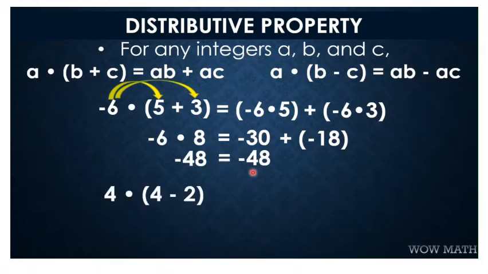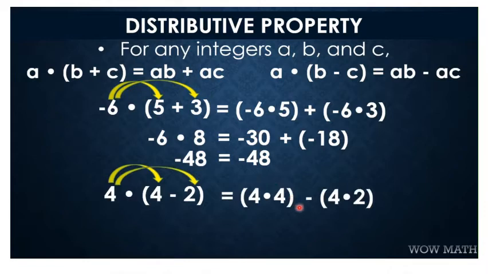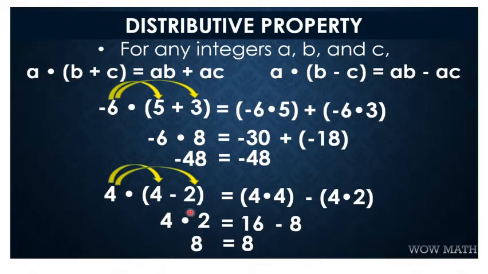Let's have subtraction. So, we have 4 times 4, and then 4 times 2. Now, take note of your operation. This is already subtraction. So, 4 times 4, that is 16. And then 4 times 2, that is 8. So, 16 minus 8, that is 8. Now, let's see, without using distributive property. So, bring down 4, and then 4 minus 2, that is 2. So, 4 times 2, that is 8. So, this is what we call distributive property.